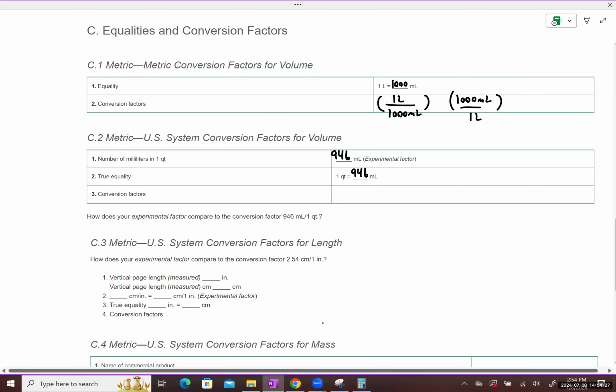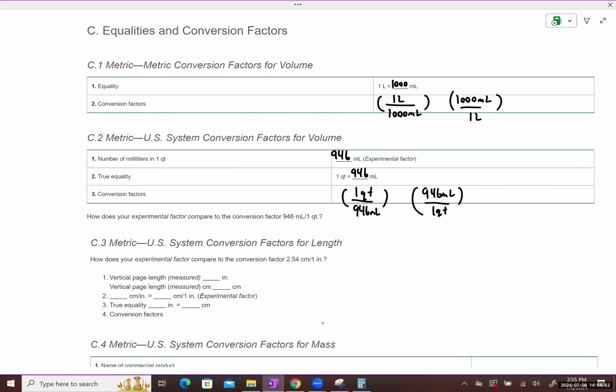So now we're going to take this equality and write it as a conversion factor. So we know in every 1 quart, there are 946 milliliters. And we also know that there are 946 milliliters for every 1 quart. You don't have to worry about the question in this case because we're not going to be measuring. We didn't measure the equality in this case. We just looked it up and used it to write some conversion factors. Wonderful. So we completed part C2.